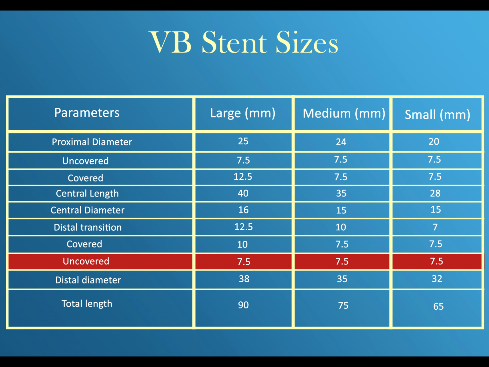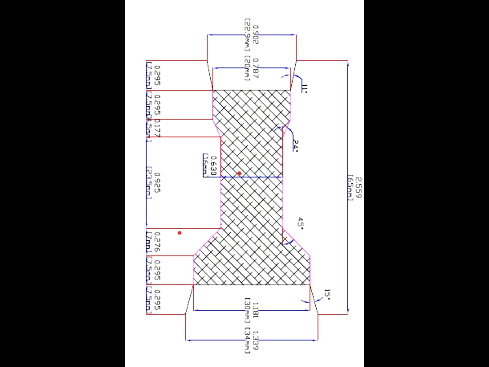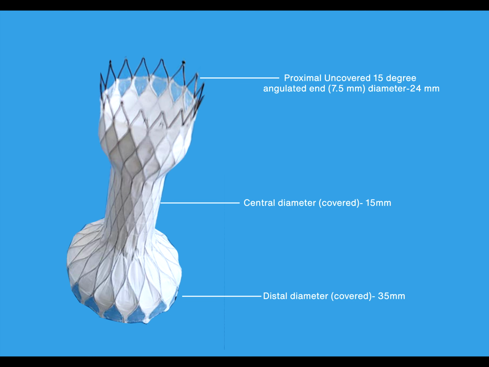The proximal flared end has a 7.5 mm additional uncovered area with a 15-degree further angulation to the flared end to ensure adequate stability of the stent both at the sinoatrial junction as well as the junction between the innominate vein and internal jugular vein.